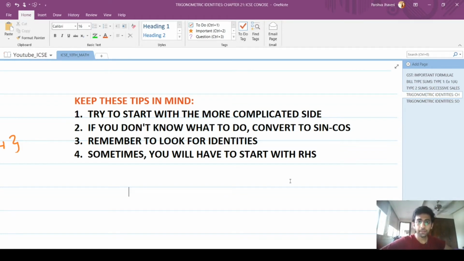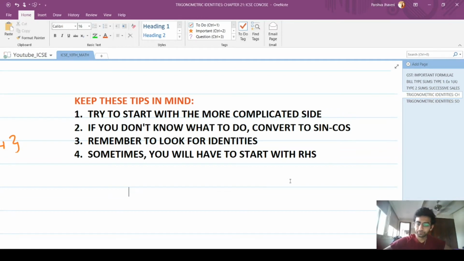A few tips to keep in mind before this: firstly, you should be good with your formulae, or keep a formula sheet with you. Try to start with the more complicated side, as most of these sums will be of proof type. Prove LHS is equal to RHS. If you do not know what to do, convert the sum in terms of sine and cos. Remember to look for identities like sin square theta plus cos square theta is 1, sec square theta is 1 plus tan square theta, like that. Sometimes, in very specific cases, you will have to start with the RHS side.